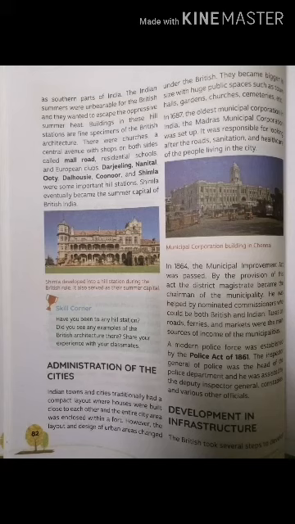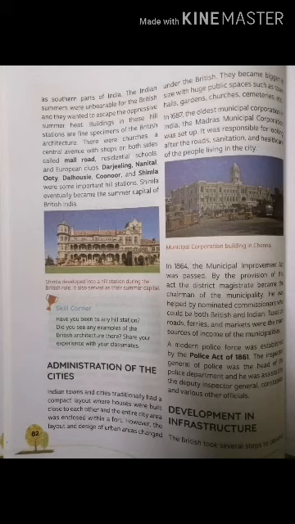In 1687, the oldest municipal corporation in India, the Madras Municipal Corporation, was set up. It was responsible for looking after the roads, sanitation, and healthcare of the people living in the city. They were responsible for looking after roads, sanitation, bridges, healthcare, and many other things about how people were living in the particular city.